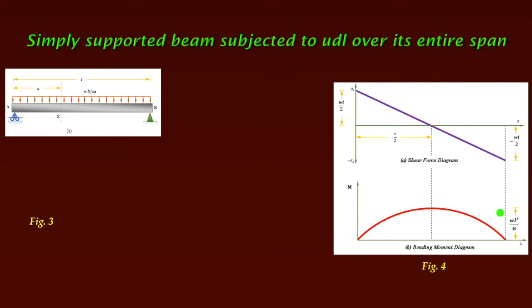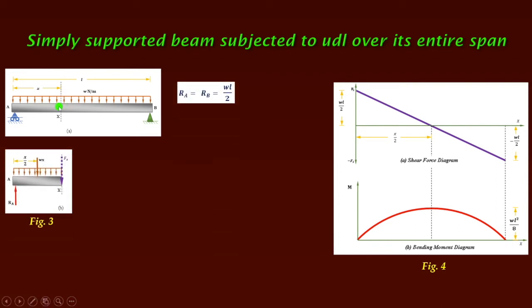Then it is another example, when the same simply supported beam is subjected to a uniformly distributed load, of intensity omega Newton per meter. Here again, find out the reaction forces. There is symmetry, so from the symmetry we can say that Ra equals Rb, and the total vertical load is omega into L. So each of the reactions is omega L by 2.